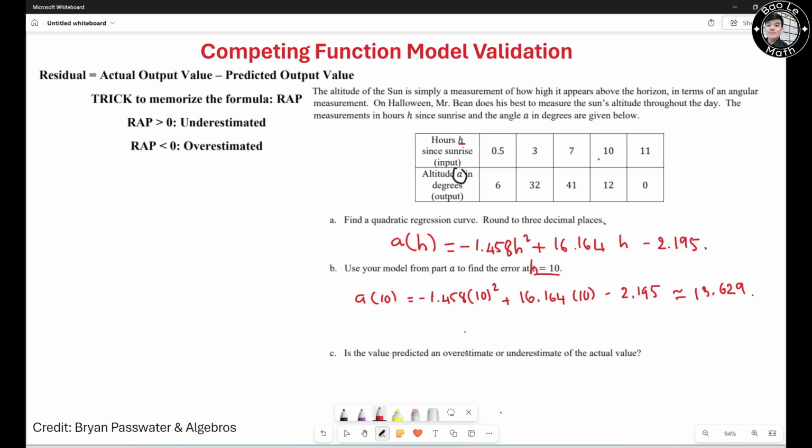Now we look at the table right here. We see that at h equals 10, the actual value is 12. So we have residual value r equals actual value subtract predicted value, which means 12 subtract 13.629. So it's going to be negative 1.629. Now question C. Is the value predicted an overestimate or underestimate of the actual value? Because this is less than 0, based on the trick right here, it's going to be an overestimate.